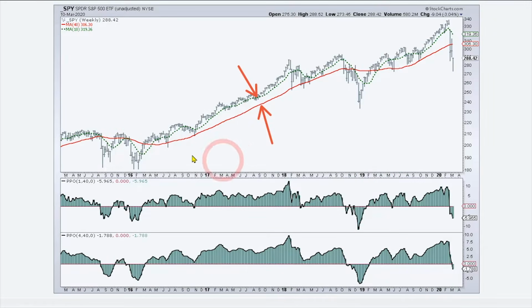So you can see that we didn't get a cross here, the 10 moving above the 40, until well after the market bottomed there in 2016. And then we moved sharply higher, long trend, and we got a cross here in November 2018 after the market had already fallen like 10% in that October. So that was kind of the confirmation cross. And then the other cross here in March 2019 was well after the bottom. And that's because moving averages lag.